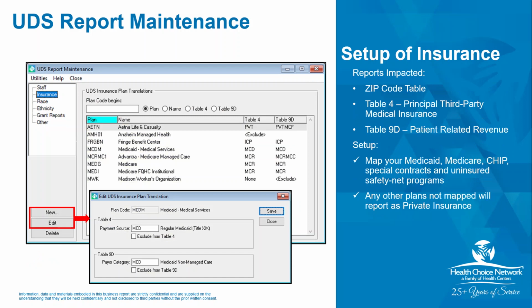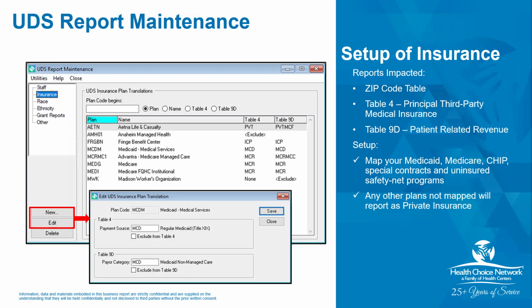From the UDS Report Maintenance Insurance page, you can edit how insurance plans are translated and categorized in the zip code, Table 4, and Table 9D reports. The assignment given to the payment source field for the plan determines where the patient will be counted on the zip code and Table 4 reports, if that plan was the patient's primary medical insurance at the time of their last visit. When a plan is excluded from Table 4, all encounters where the plan is primary will be excluded from Table 4 counts and from other encounter-based tables. However, this restriction does not include Table 9D.